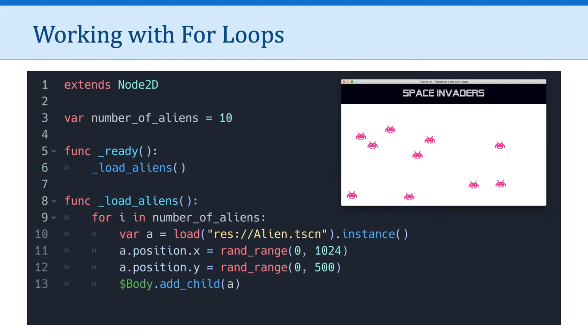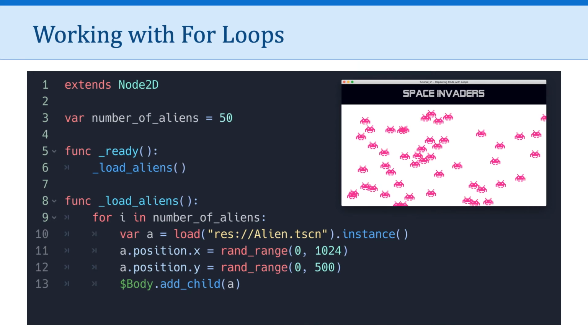Let's take a look at that function. Here it is. In line 9, I have the header of my for loop, and I'm saying for i in number of aliens. Remember, number of aliens is 10. I want to repeat some code, and this time I'm going to repeat 4 lines of code. Starting in line 10, I am going to create an instance of the alien scene. Then I'm going to randomly generate an X and Y position for that alien, and then I'm going to add that alien as a child to body. And of course, the result is 10 randomly spaced aliens.